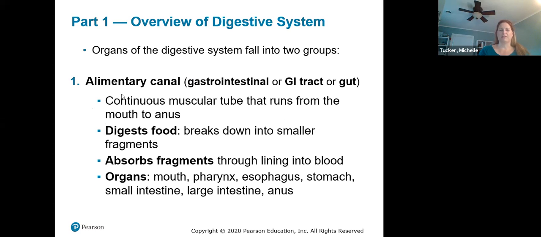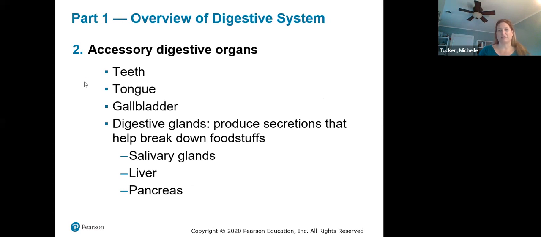If an organ is not part of the GI tract, it is part of the accessory digestive organs. We start with the teeth, we move on to the tongue, and then we'll get to the gallbladder and other digestive glands, such as the salivary gland. We'll talk about salivary glands today. And then we'll leave liver and pancreas for a later lecture. So today we stay pretty much esophagus and above, and then we'll move on as the lectures progress.